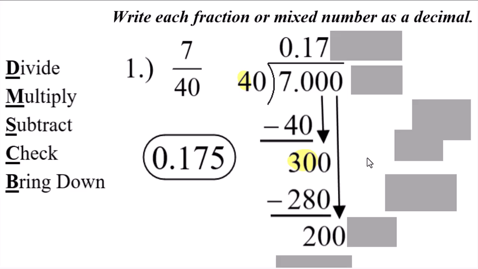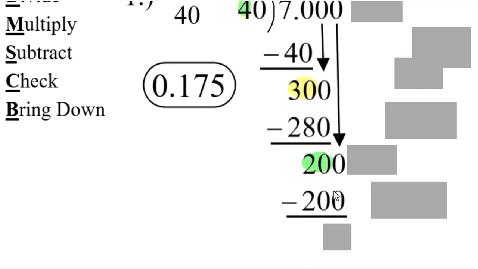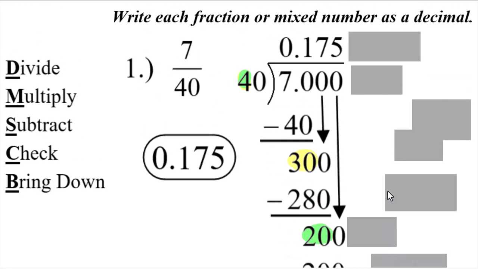You're like, Underkoffler, how long do you keep doing this? The answer is either when you finally get a remainder of 0 or when you notice a repeating pattern. So far, I'm not noticing any repeating pattern. How many times does 40 go into 200? Well, think how many 4s would go into 20, and that would be 5. So 5 of the 40s would make 200. 5 times 40 is 200. I subtract. I get a remainder of 0 finally, so the final answer is 0.175.